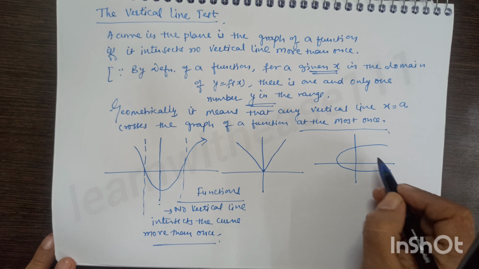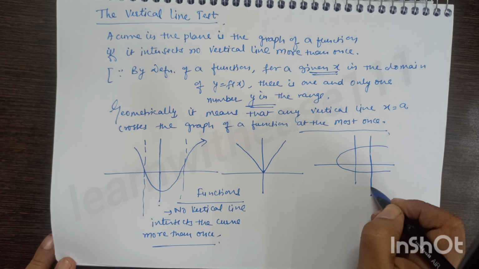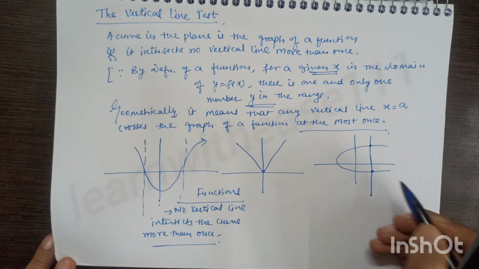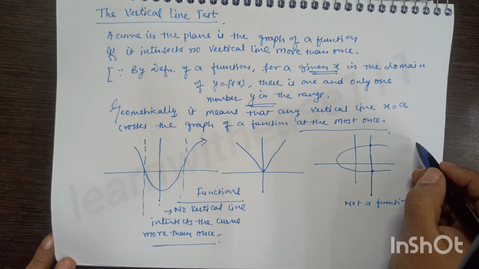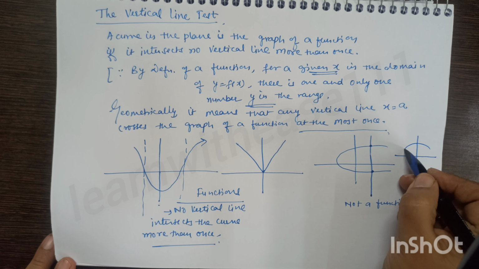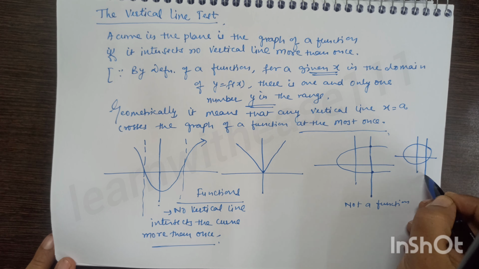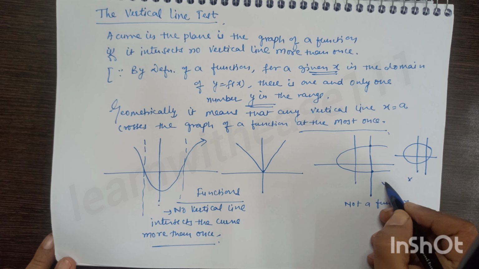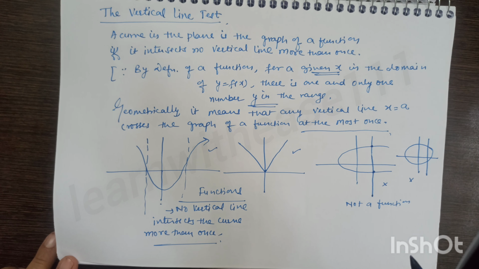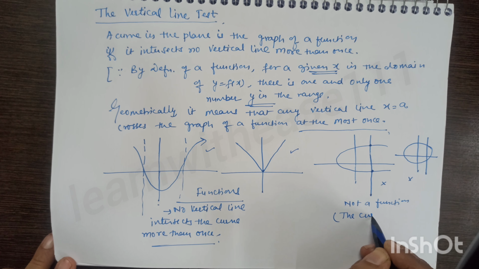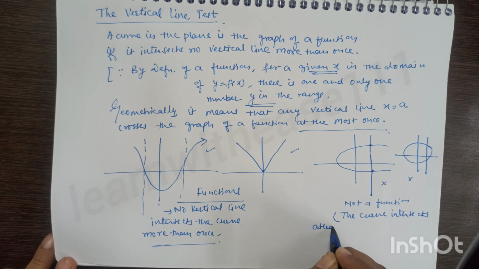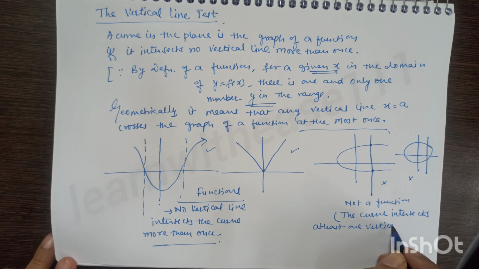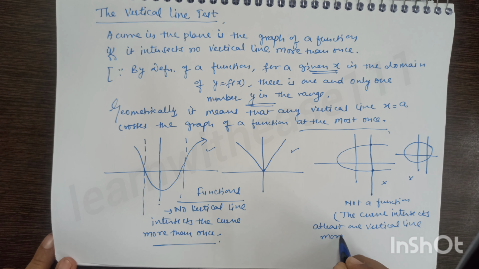In the last two examples, these are examples of not functions, because a vertical line intersects the graph at more than one place. This is the graph of not a function. This is also not a function, because we are getting more than one value of y for just one specific value of x. So they are not functions. At least one vertical line is present there which is intersecting the curve at more than one place.